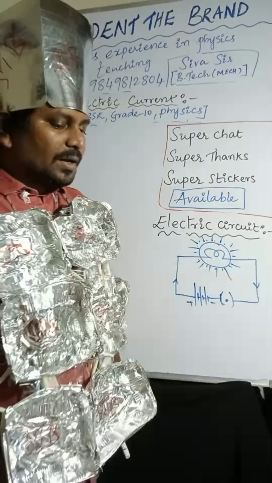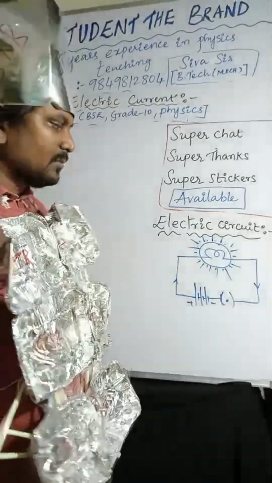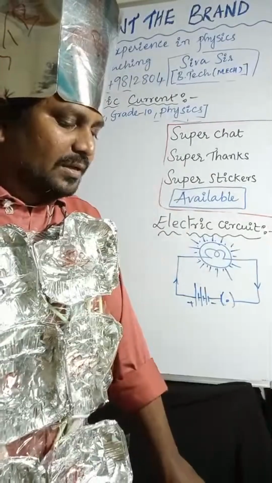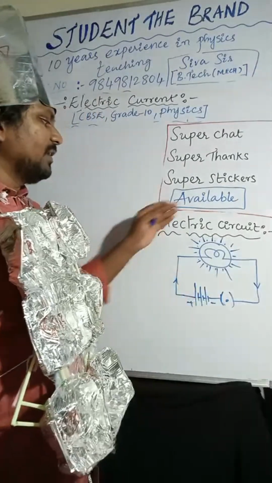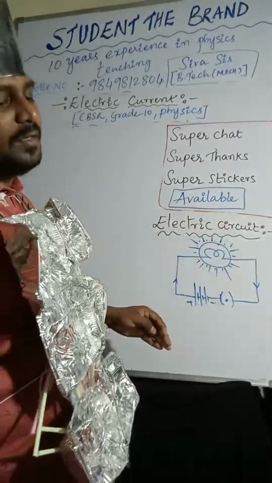Okay, so now you can observe here, current is flowing. Current is flowing from the positive terminal to the negative terminal.